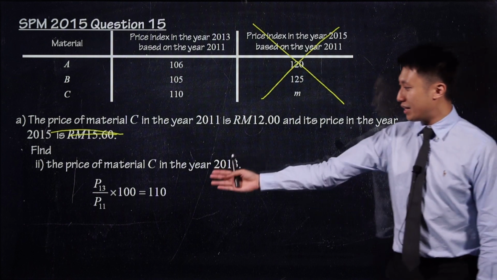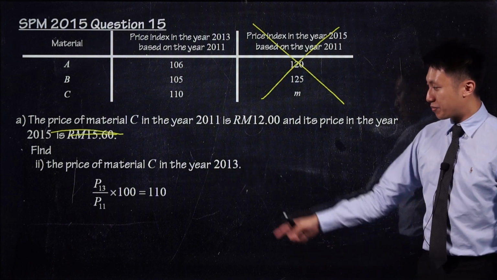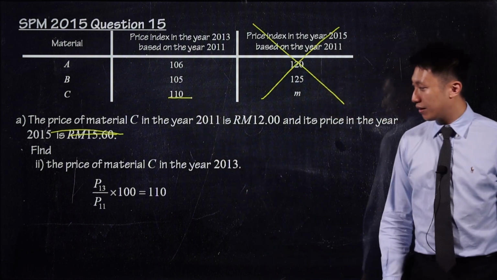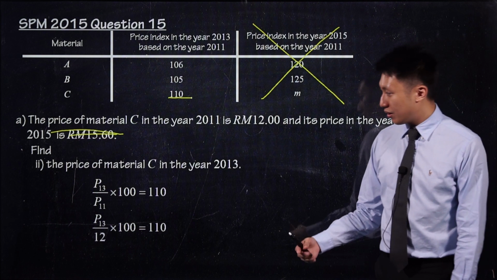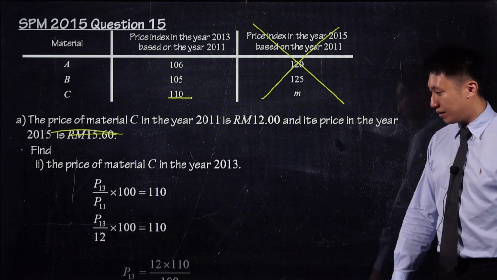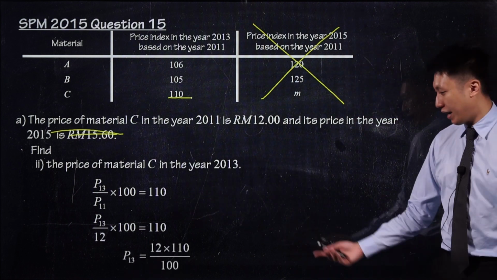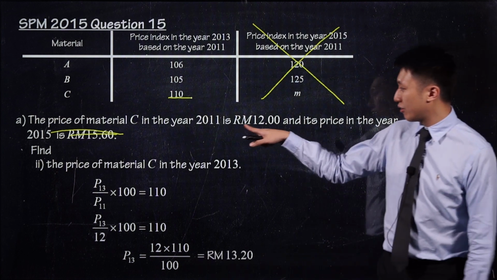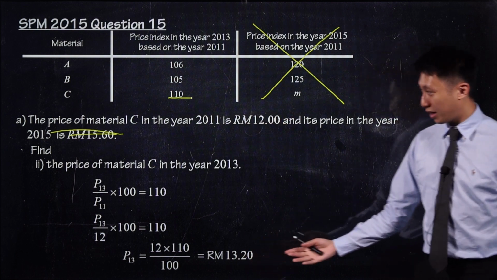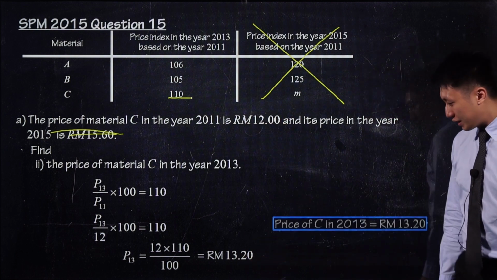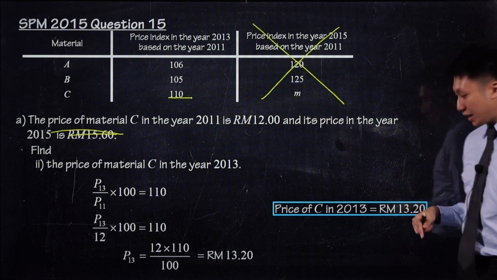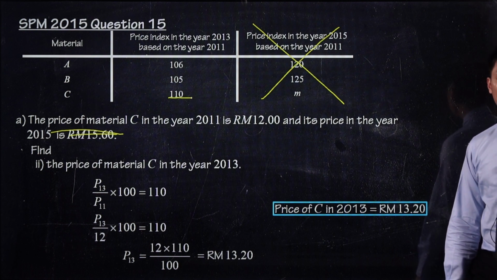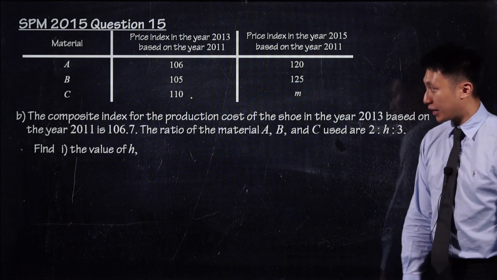Okay? So P13 over P11 times 100 is 110. Okay? That's the price index here, 110. Then what you can do, substitute. This is 12, put it down there. Then you multiply over and you get the answer, 13.2. Okay? Since it's increased, so increase from 12 to 13.2, it makes sense. It's some percentage over here. Okay, it's 10% there. So you get this one. Okay, 13.2. Alright, so no problem. Next one.